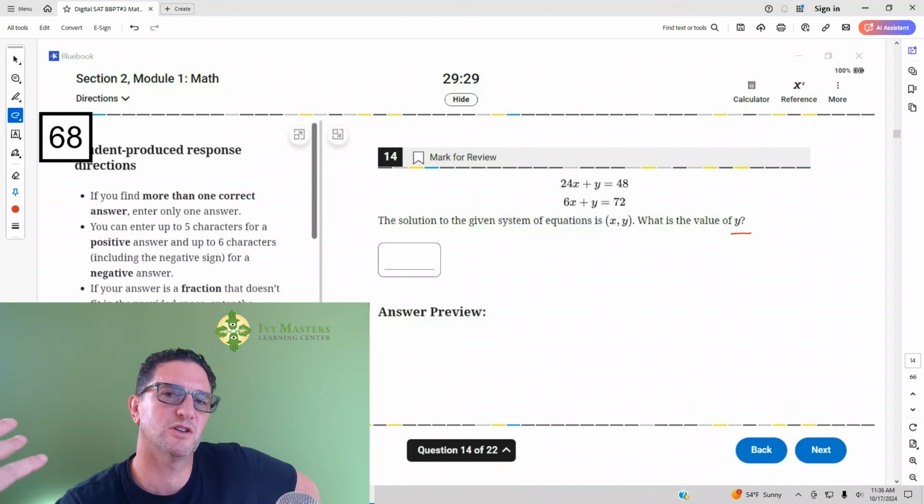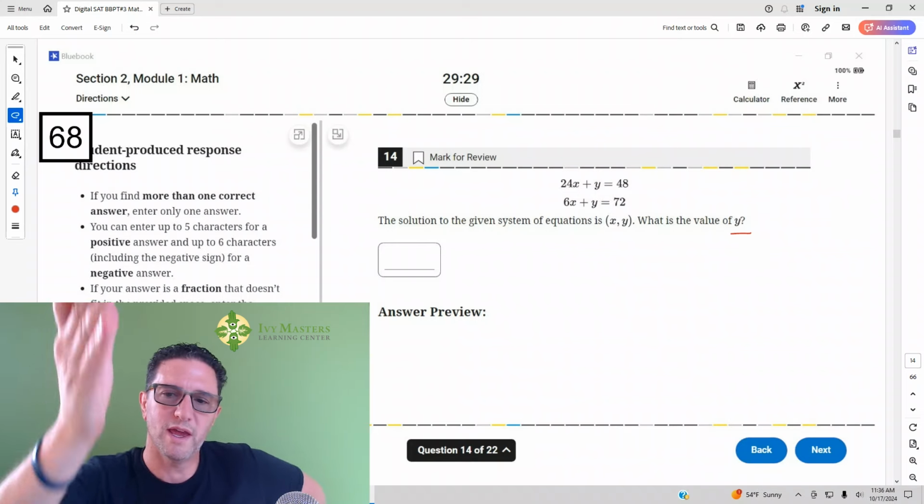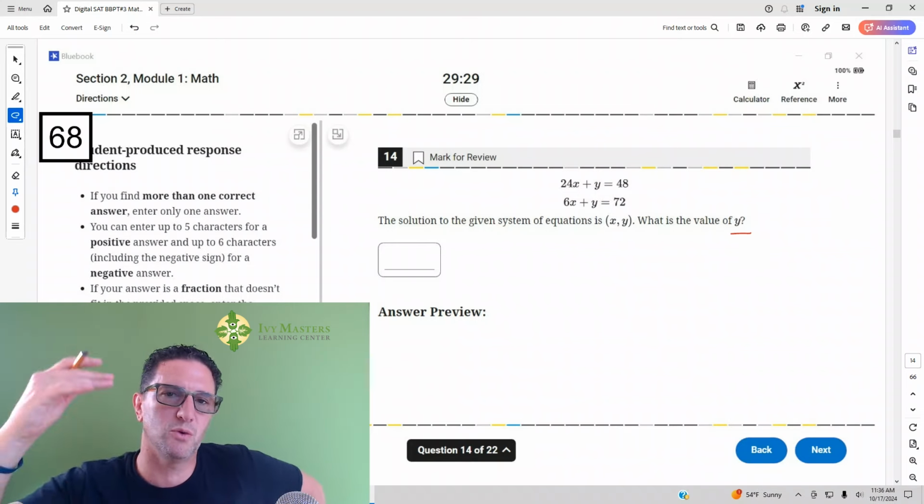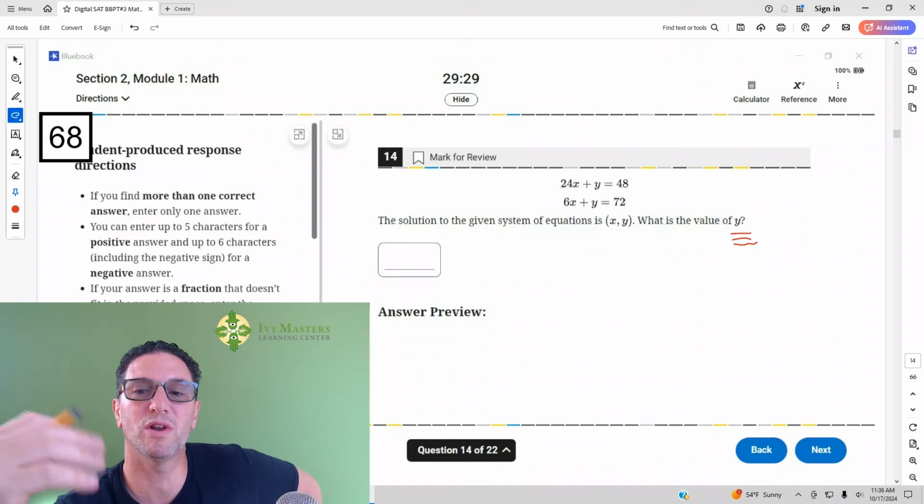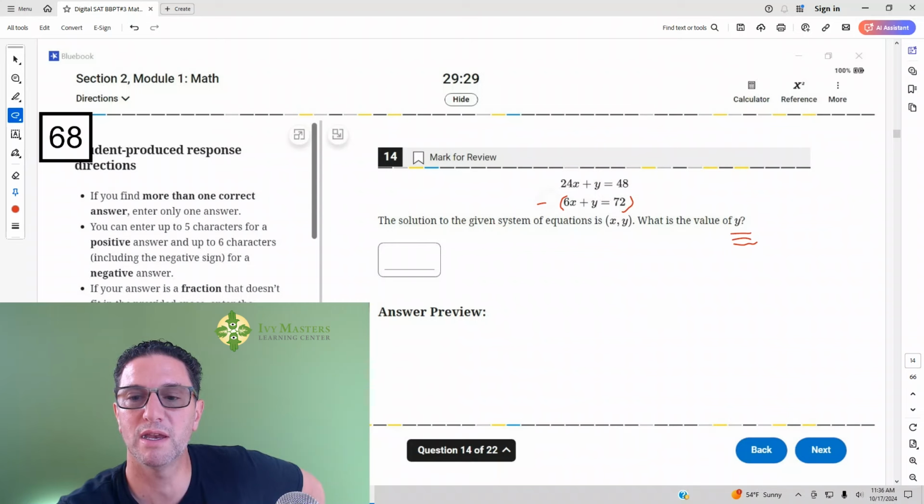Your first question is, should I eliminate or substitute? When the x's line up, the y's line up, and the numbers line up, you want to eliminate. And then you want to ask yourself, which equation should I multiply by what? Since it's asking for y, you want to get rid of the x's. So what I would recommend is multiply this equation by -4.